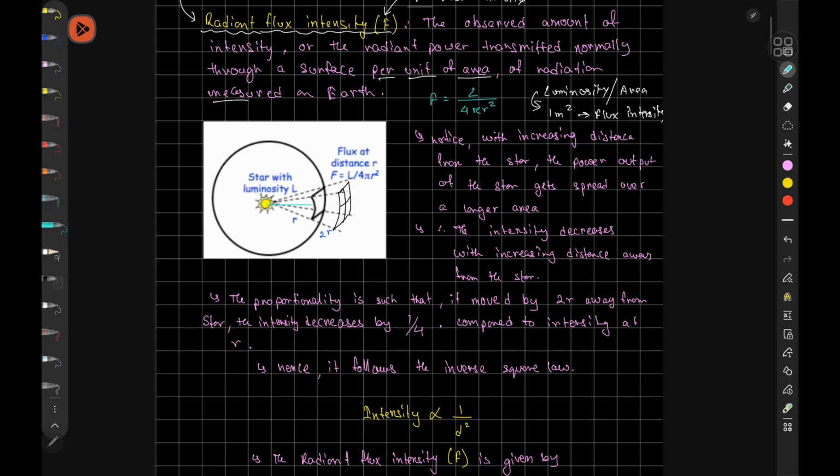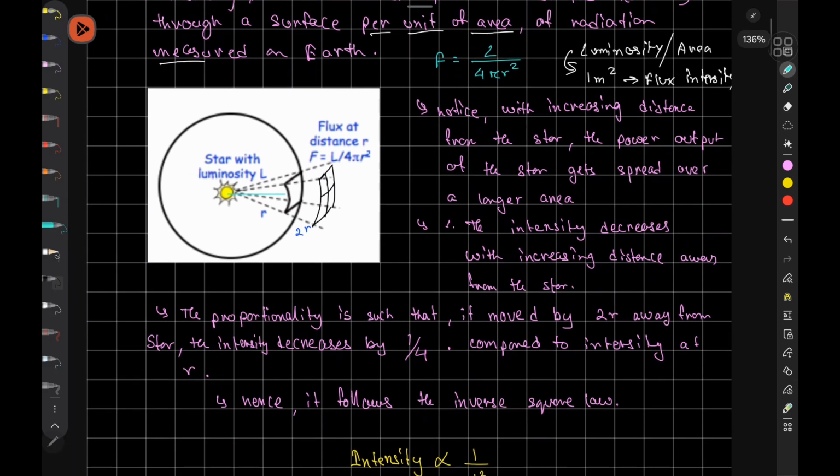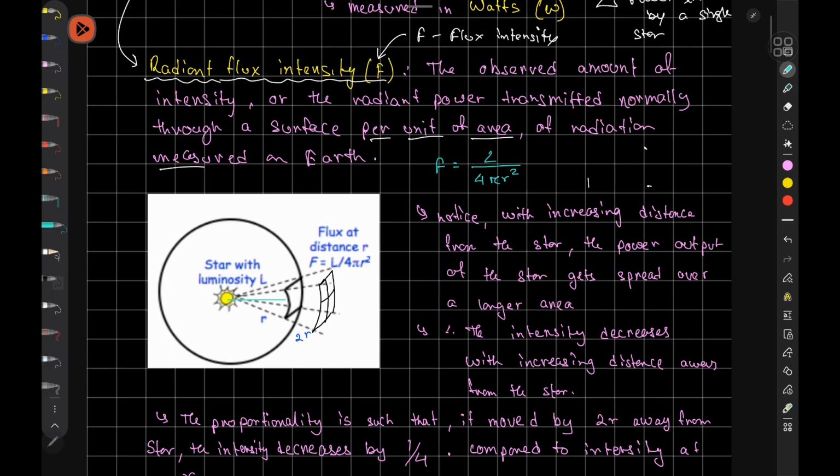Now notice one thing. If I am not just r meters away, but 2r away, notice what happens. This is F1, flux at r, and at 2r, the flux intensity is going to be luminosity divided by 4 pi (2r) whole square. Let's distill this down. I'll open the brackets, and I'll have 4r square. So let's bring the 4 right in front.